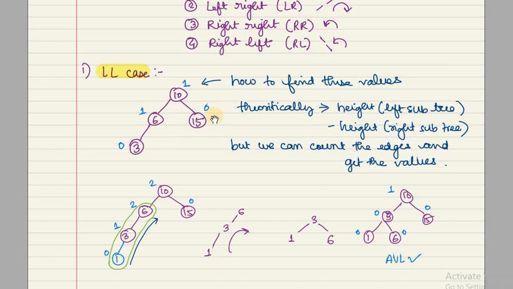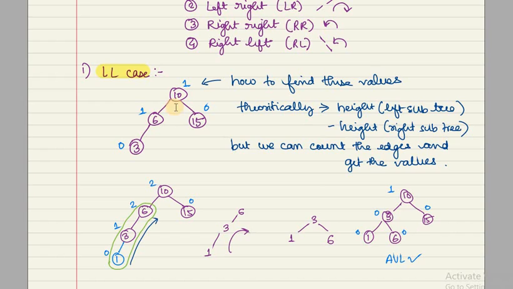But in order to make things faster, we can count the edges and get the values. So let us try to understand how we get 1. It is very simple. You go to the left hand side, you take the node having the highest distance from this particular node. So 3 has the largest distance. You start from 3 and you count the edges. So it is 1, then 2. So on the left hand side we have 2, and on the right hand side you have only 1, because the furthermost node is 15.